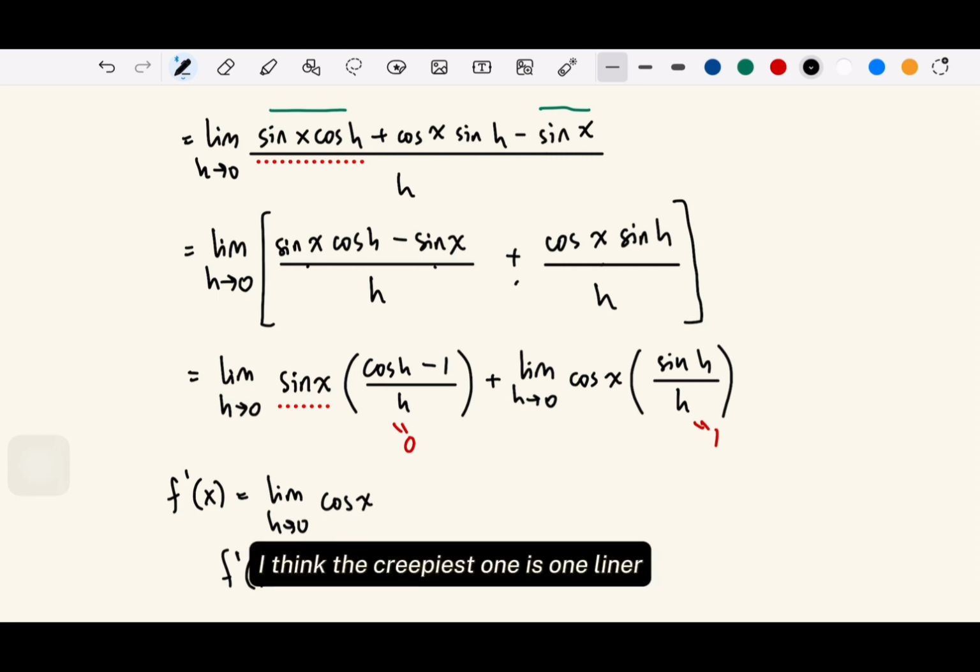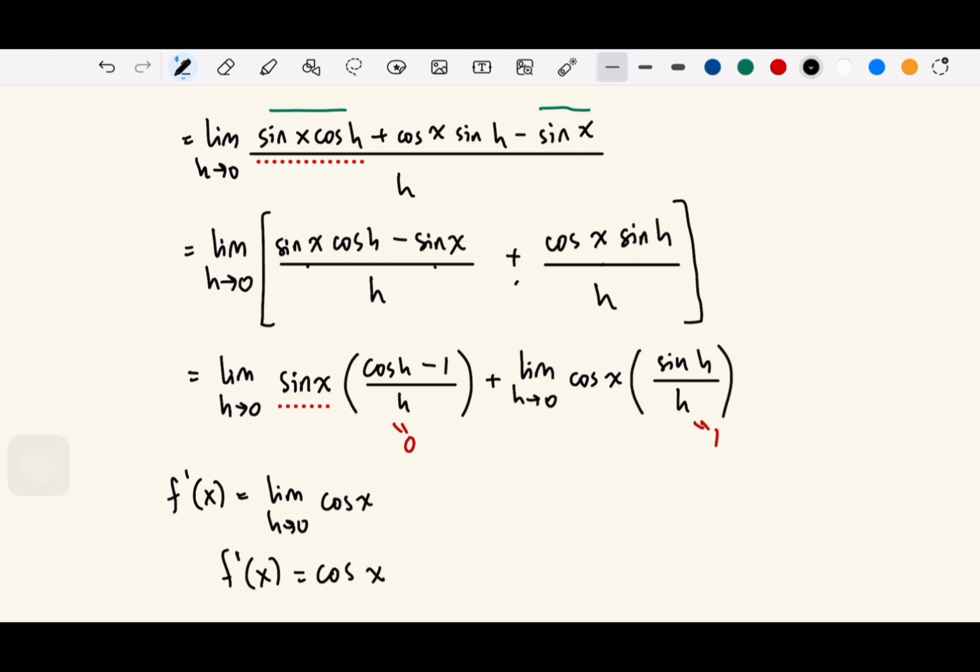I think in the previous one it's 1 minus, but the results are the same. You can try the limit also. You can try.